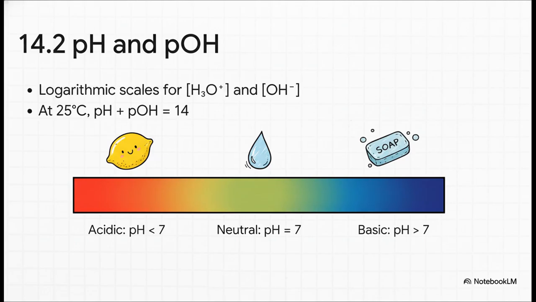Then, in 14.2, we get our measuring sticks, the pH and pOH scales. And the most important thing to remember here is that pH is logarithmic. So a pH of 2 isn't just one step away from a pH of 3, it's 10 times more acidic. It's a really clever way to handle massive differences in concentration.